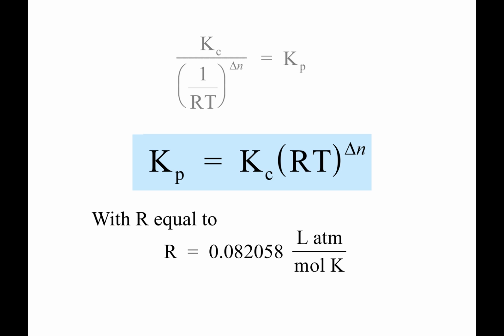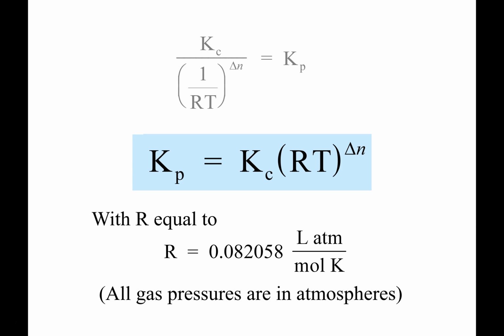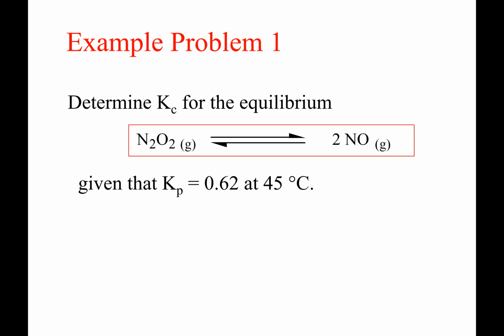All right. The value of R we're going to use is the one that we used for the ideal gas law equation. That's 0.082058 liter atmospheres per mole Kelvin. And like I said before, we need our pressure to be in units of atmospheres. So let's work a problem, shall we?